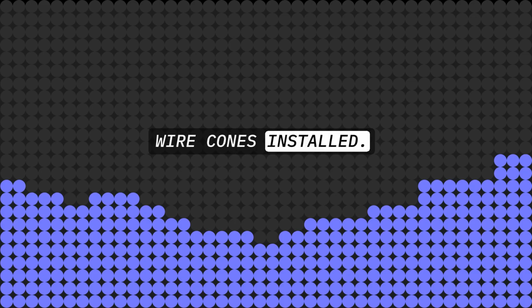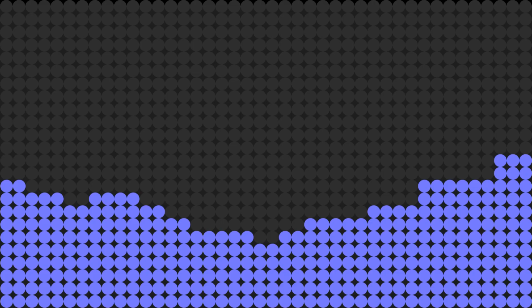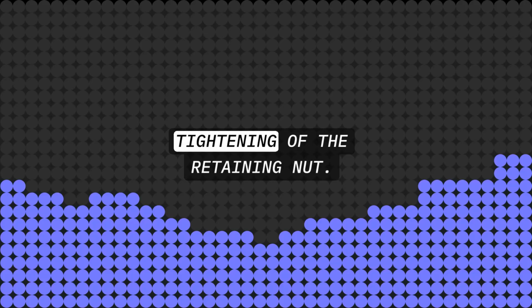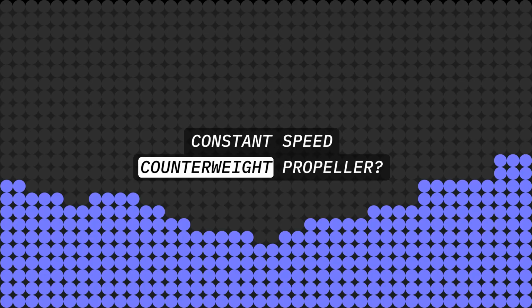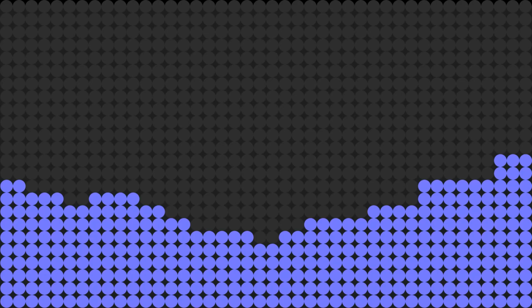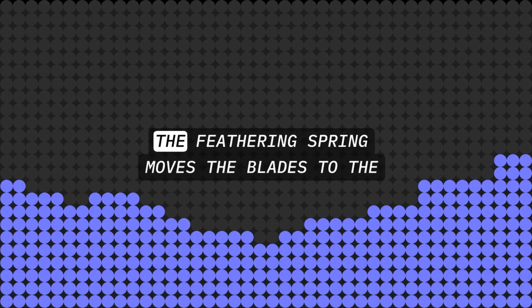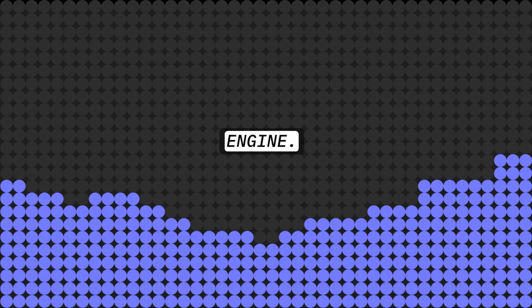Why are cones installed on splined shafts with a propeller? The cones center the propeller on the shaft as they are forced toward each other by the tightening of the retaining nut. How is feathering accomplished on a constant speed counterweight propeller? By releasing governor oil pressure on the counterweights, the feathering spring moves the blades to the feathered position and the oil returns to the engine.